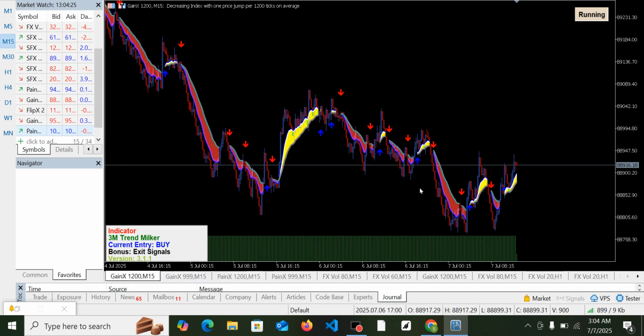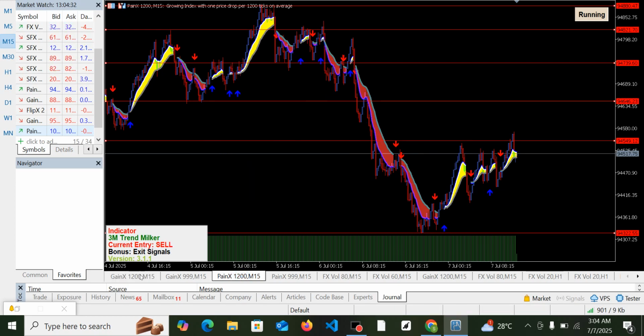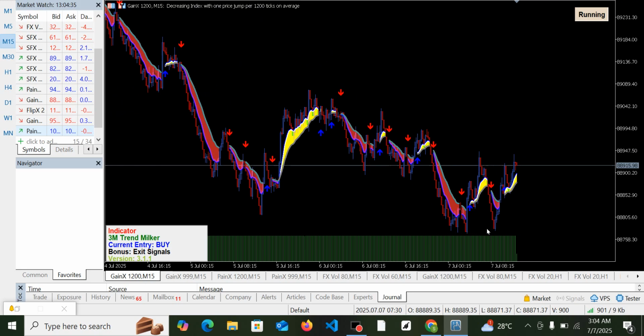Okay, so let's see this also. This is also giving us the same vibes, just like the one we had around here. Okay, so GainX has actually gotten to the support region at this point, and it has not been able to break out below it. So it's trying to go back on uptrend.